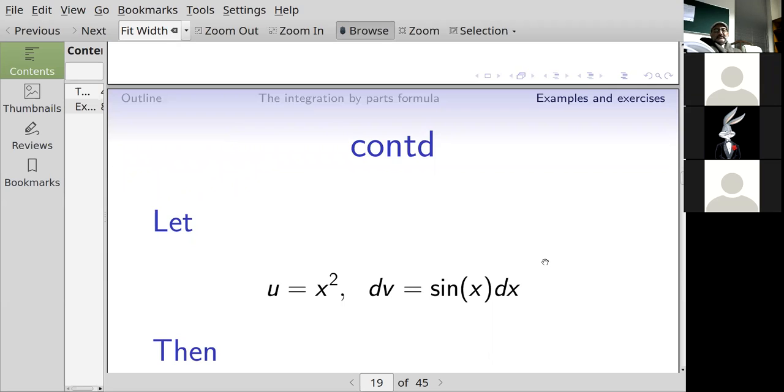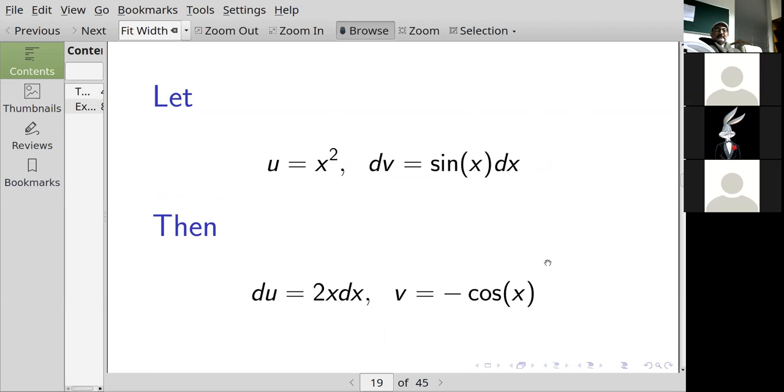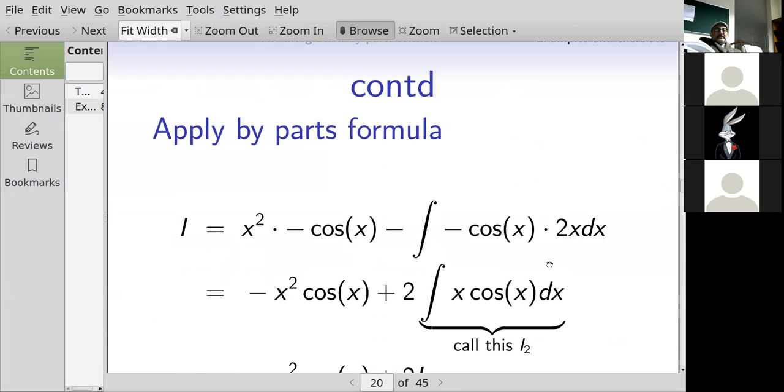Then what's du? What's the differential of x squared? 2x dx. And if dv is sine of x dx, that's the differential of what function v? Minus cos of x. Excellent. So we get du equals twice x dx, v is equal to minus cos of x, and now we can apply integration by parts. Okay? So if I apply integration by parts, u is x squared times v, minus cos of x, minus the integral of v, minus cos of x, times du, twice x dx.